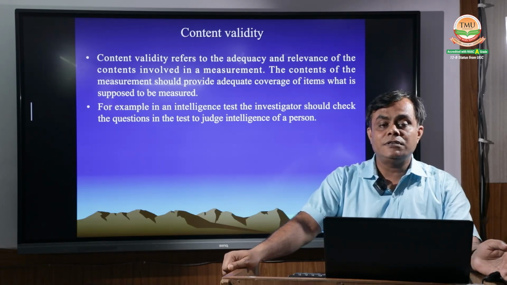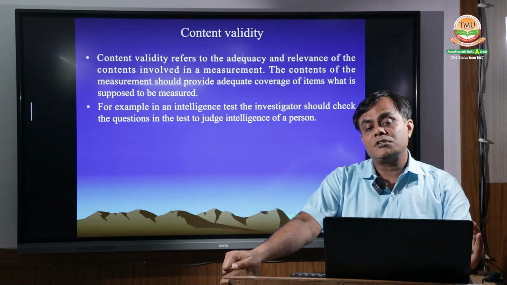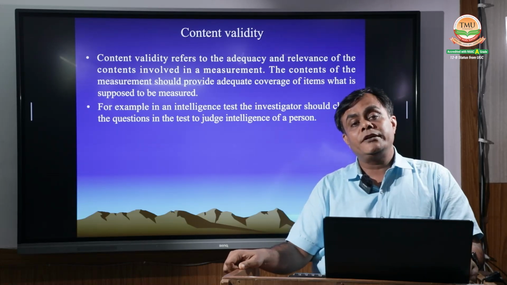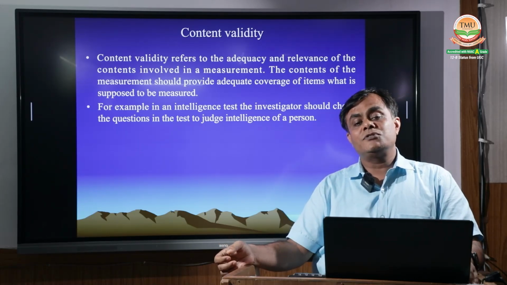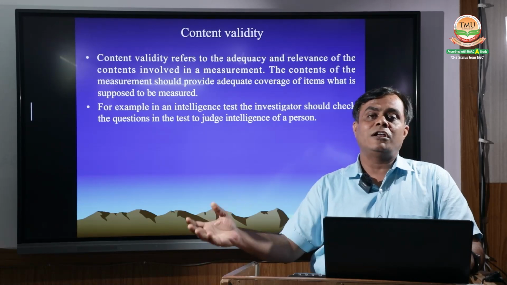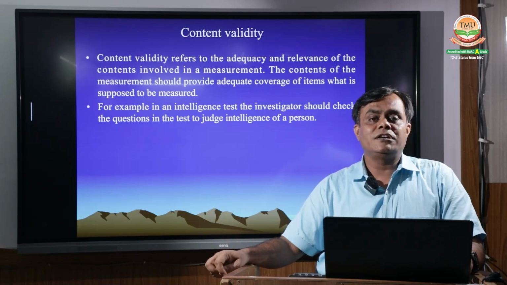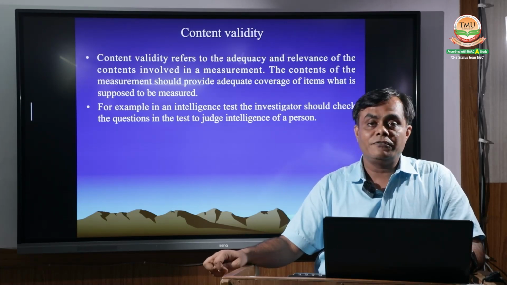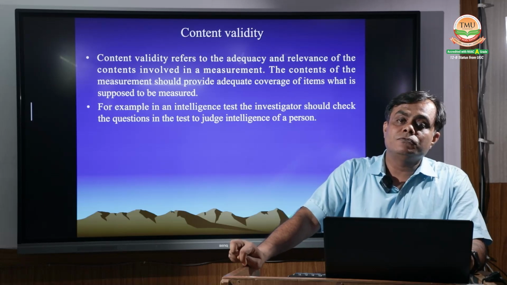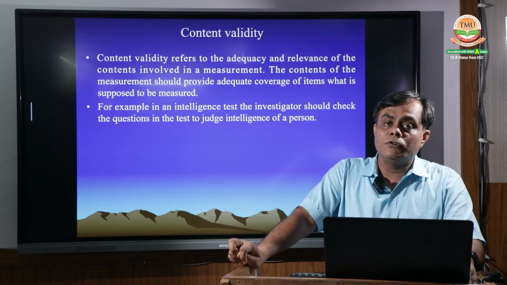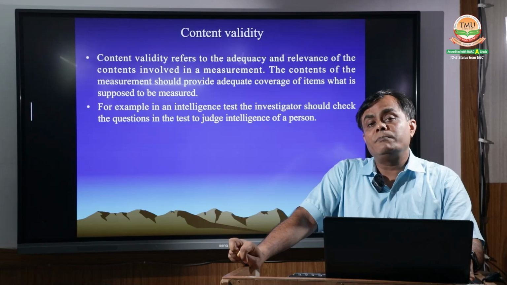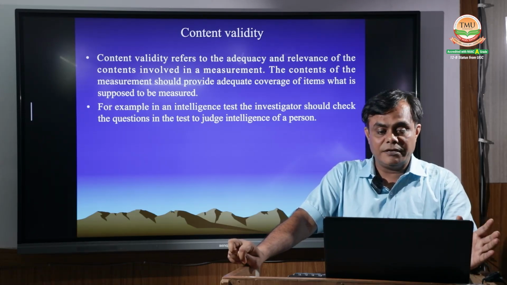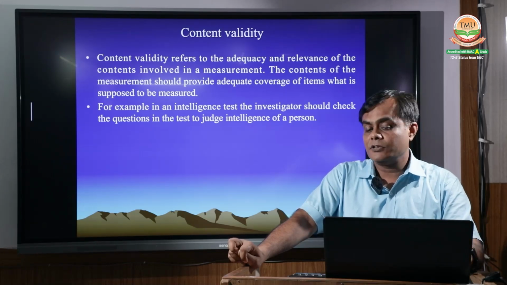So in the intelligence test, we have to ask questions whose content relates to measuring the intelligence skill of an individual. If you are asking a very general or normal question, or a political question, that is not related to checking the intelligence level. So that might be a fault in the content validity. Content validity means that what you are going to measure should match your measurement. That is the example given in this slide.